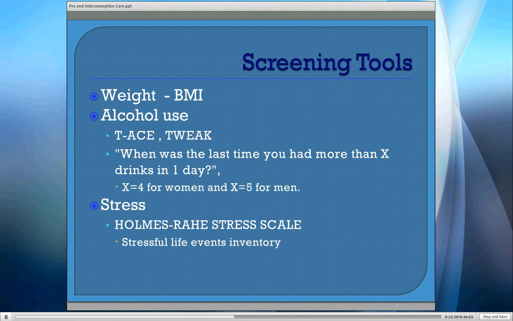There are a variety of tools also available to screen for stress, but many of them are lengthy and relatively complicated. Adding 1 or 2 validated questions to a history should be sufficient to determine if further assessment is needed. One validated question: in the last month, how often have you felt difficulties were piling up so high you could not overcome them? With an answer scale of never, almost never, sometimes, fairly often, and very often can be used. Responses of fairly or very often indicate a need for additional assessment.